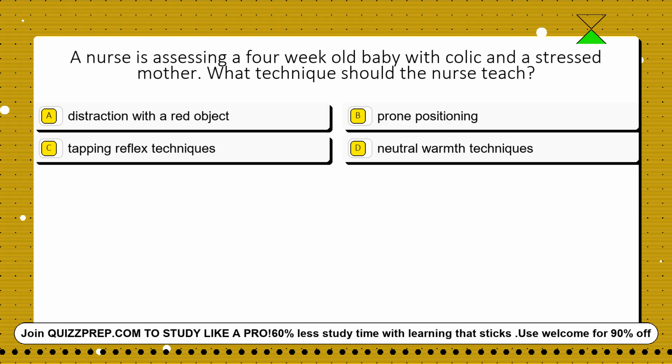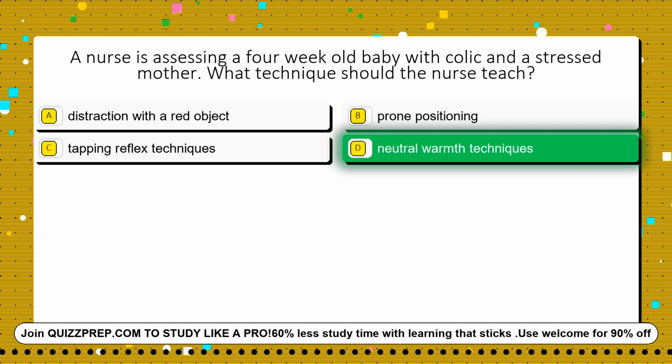Question 7. A nurse is assessing a 4-week-old baby with colic and a stressed mother. What technique should the nurse teach? Option A. Distraction with a red object. Option B. Prone positioning. Option C. Tapping reflex techniques. Option D. Neutral warmth techniques.